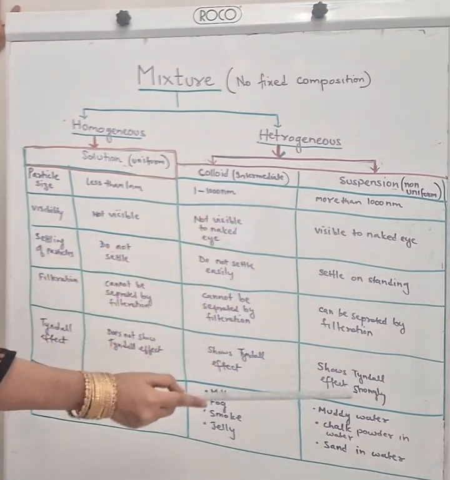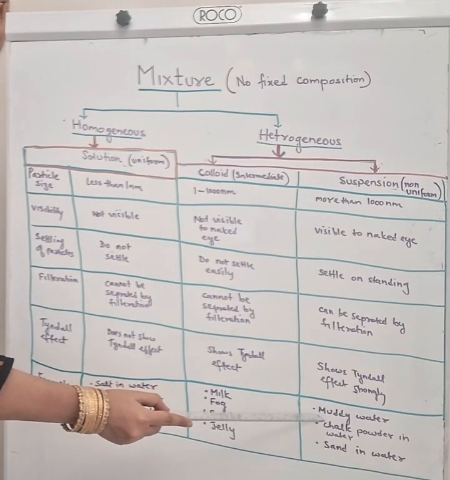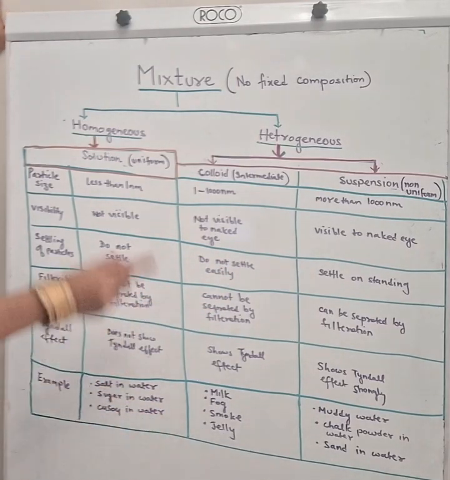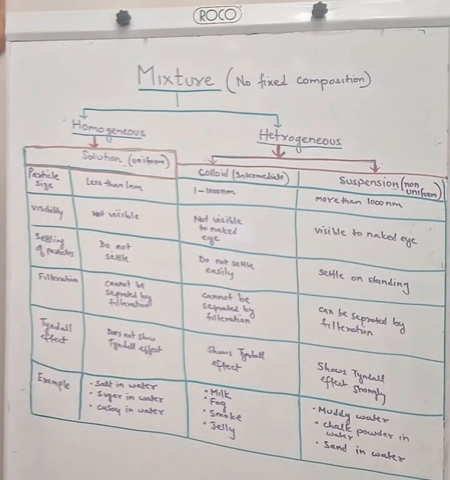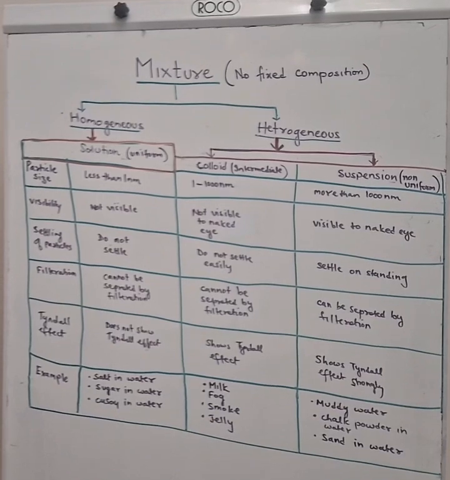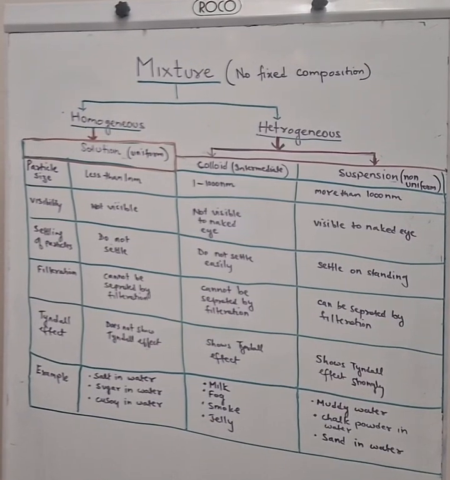Now coming to the suspension, examples of suspension are muddy water, chalk powder in water, and sand in water. These are the common examples of suspension. So this is the table which will help you understand the similarity and the difference between mixtures made up of solution, colloid and suspension.